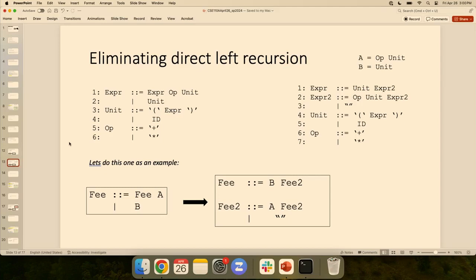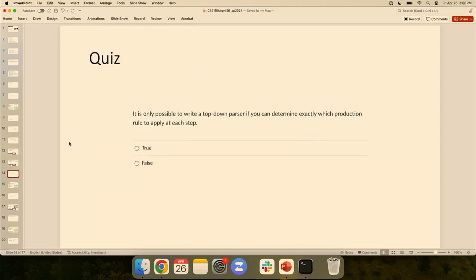No, it doesn't, because you still recurse down on the left-hand side. What it just means is that you don't directly recurse on your leftmost component. Okay, so how about this one?